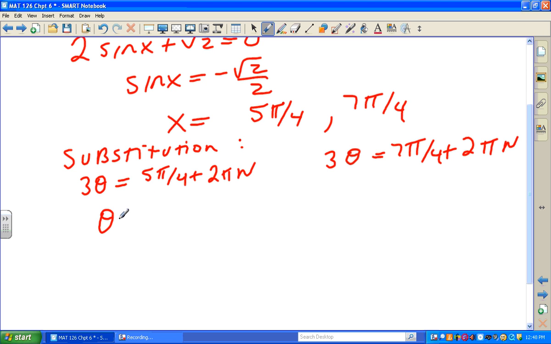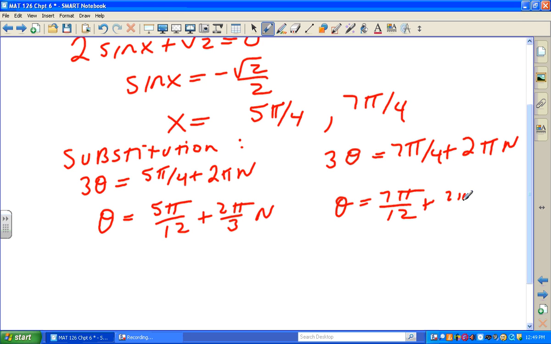Now look at this. Theta equals 5 pi over 12 plus 2 pi over 3n. Theta equals 7 pi over 12 plus 2 pi over 3n. If you think you can wing that on your own and get those solutions, fantastic. If not, this step-by-step way of doing it works every single time.